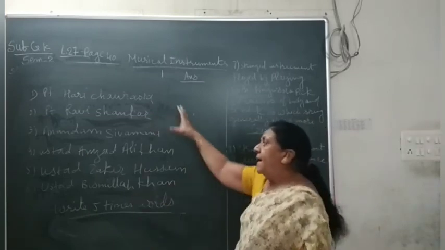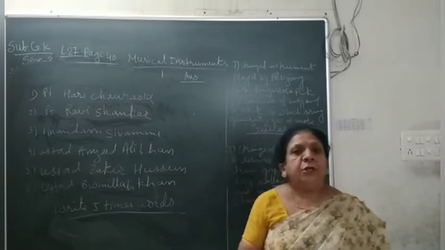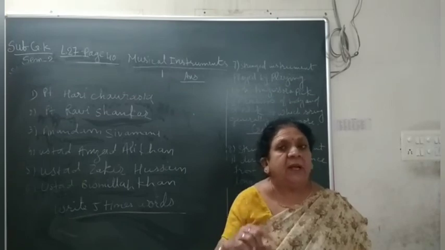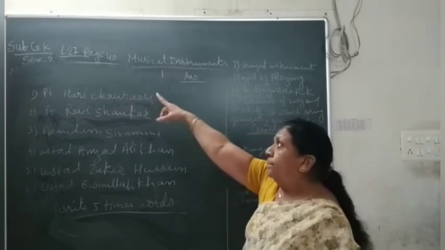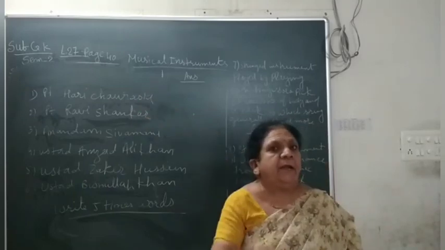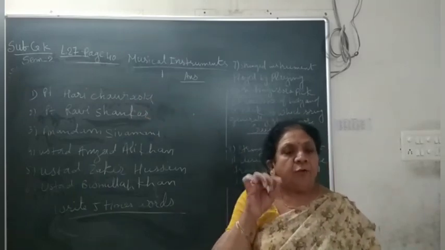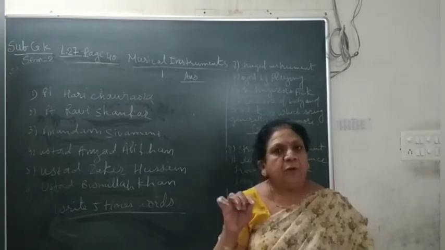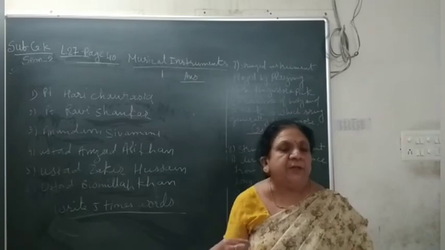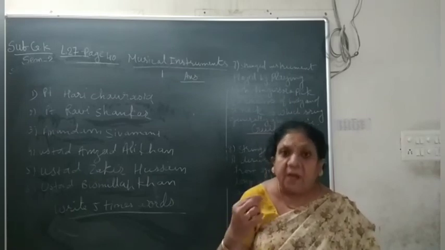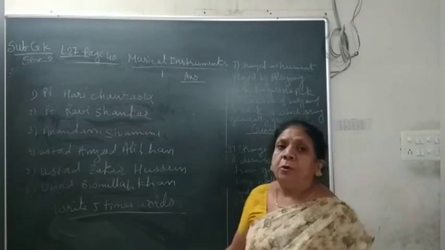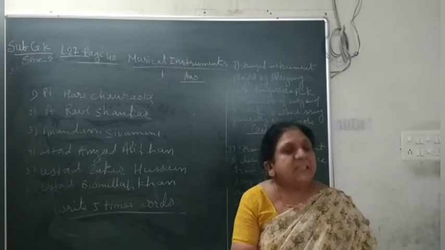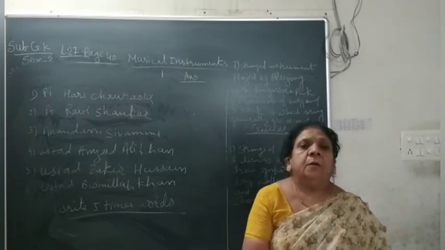Write the spellings 5 times in your notebook, plus whatever is in the textbook. This is lesson number 27, on page number 40. Fill it up in the textbook also. Write this note, the paragraph, and copy it down as it is in the textbook into your notebook. You can learn these notes. With this I have finished lesson 27. Thank you.